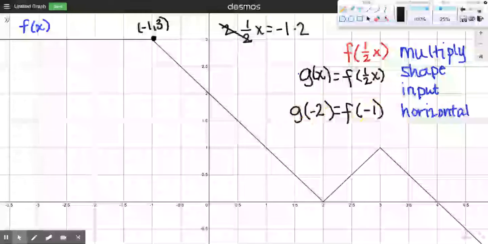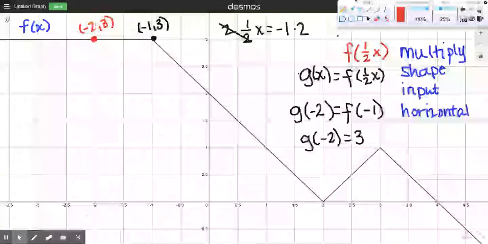G of a number equals f of half that number. So f of -1 is 3. G of -2 is also 3. So I can see the coordinate -2, 3 on my new function, f of 1/2 x. So this point goes to here, -2, 3.